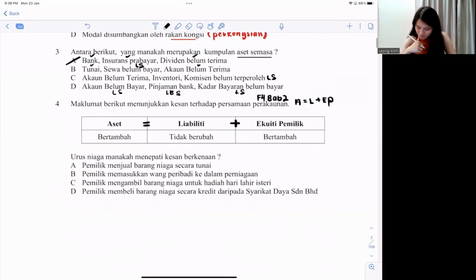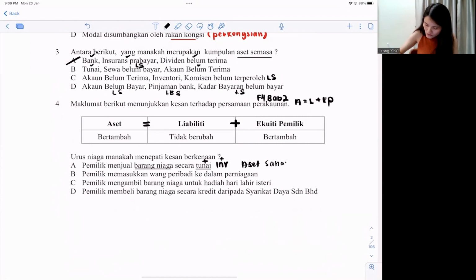Pemilik menjual barang niaga secara tunai. This one, let me see. Menjual barang niaga secara tunai. This one cannot, you know why? Because they didn't say that they earn extra. Usually you want equity pemilik to bertambah when it comes to menjual, where you have extra. Like the cost of the item is about 5 ringgit, I sell it for 7, so I have an extra of 2. I will put it into equity pemilik, plus. But now there's nothing about it, because menjual barang niaga in that chapter is inventory or tunai, tunai. Both are asset only. So part A is wrong.